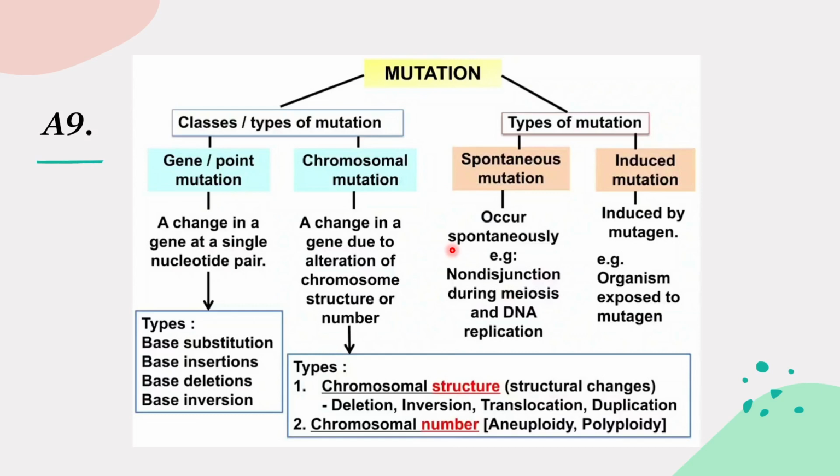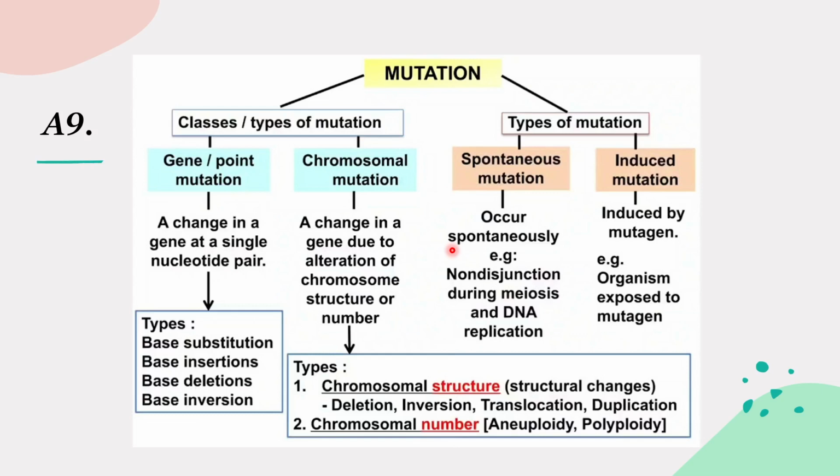if certain parts of chromosome A are transferred to certain parts of chromosome B, it's called translocation. Or duplication means the same thing is duplicated inside the chromosome only. This leads to overproduction of the protein. And chromosomal number changes, aneuploidy and polyploidy, are also considered chromosomal mutation. In the case of spontaneous mutation, it occurs spontaneously, through non-disjunction during meiosis or DNA replication.